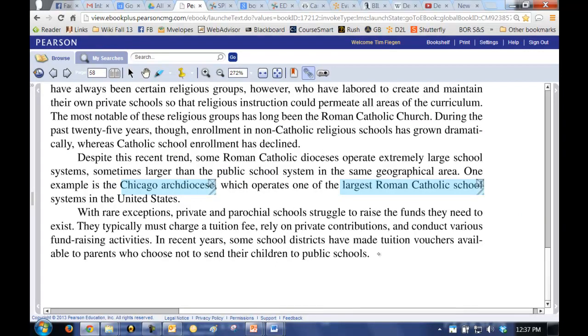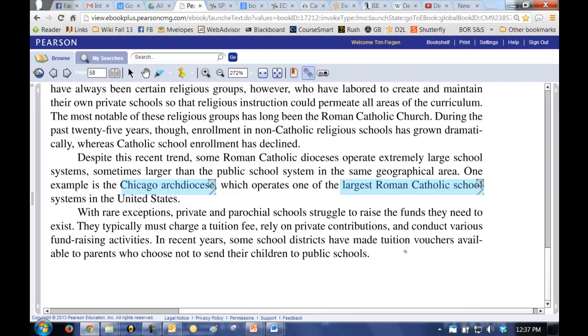With rare exceptions, private and parochial schools struggle to raise the funds they need to exist. Typically must charge tuition fee, yes, a large one, rely on private contributions, and conduct various fundraising activities. And also my kids went to private school. We never stopped selling candy bars and cookie dough and things and raising money, only to find my kids in public school now, it's no different. We never get done selling stuff either.